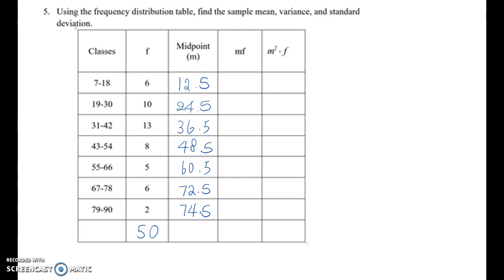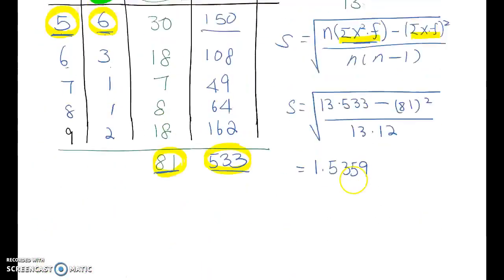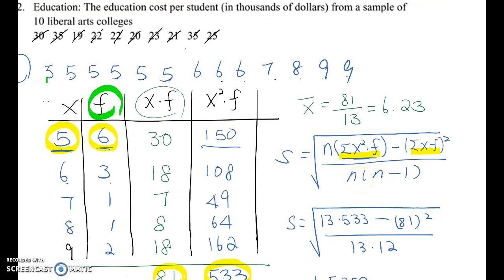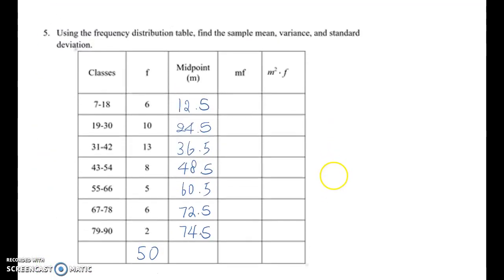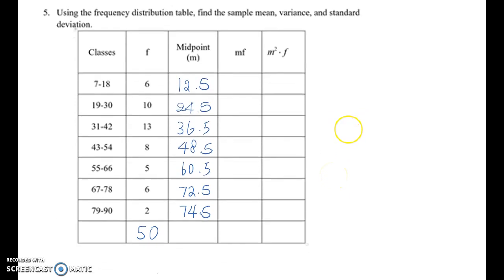So this looks like the previous question. We have the x value here and the frequency here, right? We can do the same steps using the midpoint as our x value. So m times f: the 12.5 appears 6 times, so this blank must be 12.5 times 6. If you do so, you will get 75.